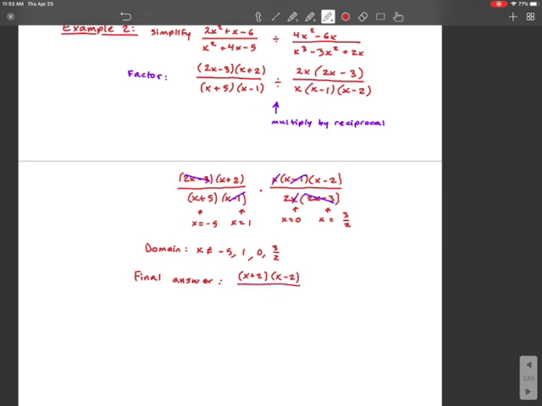So if you are struggling with factoring, practice. You can only get better at it with practice.